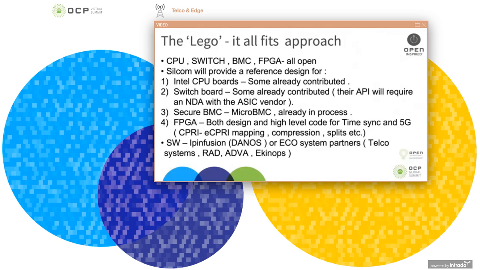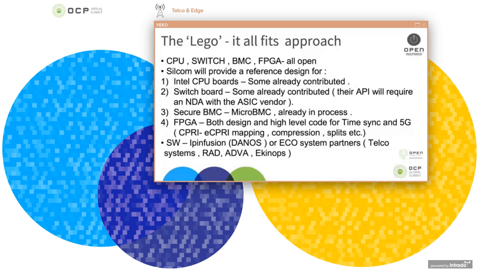What Silicom is claiming, and what we would like to see done at OCP, is the Lego approach, meaning it should all fit, it should all work together. So you've got your CPU, switch, BMC, FPGA, as we discussed in the previous slide, all open, meaning all of them are programmable, all of them have some reference designs, all of them have some reference code. So Silicom will be providing reference designs for most of these, and we'll go into details. So first of all, Intel CPU boards, some already contributed, others of new generations coming and will be contributed later this year and in early 2021.